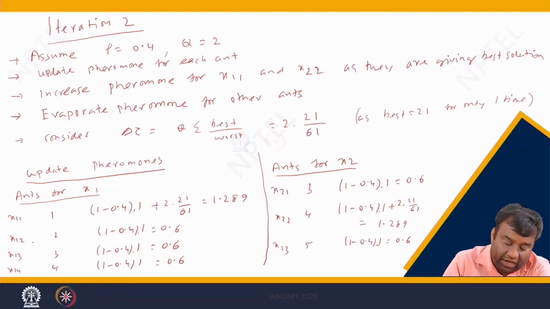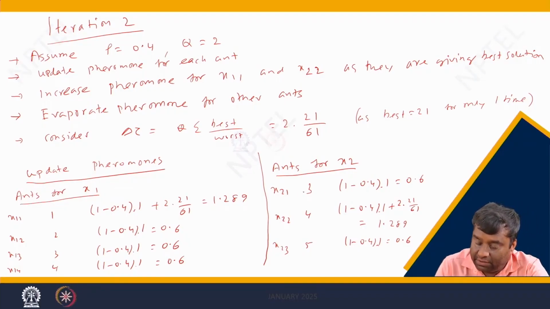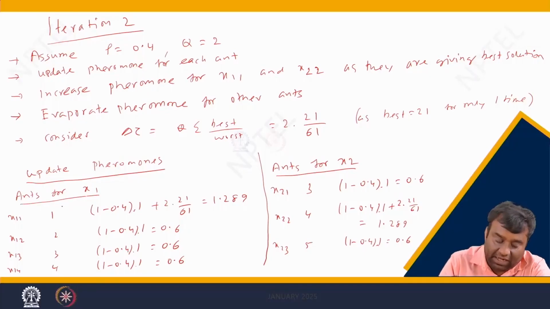1.289. For x12, that is 1 minus 0.4 into 1, that is 0.6. For ant 3, you will get the same thing. For ant 4, the same thing. Here also for x21, that is 0.6, and x22 is 1 minus 0.4 into 1 plus 2 into 21 by 61, which is 1.29, same like that. Here also 0.6. So the best solution has more pheromone.